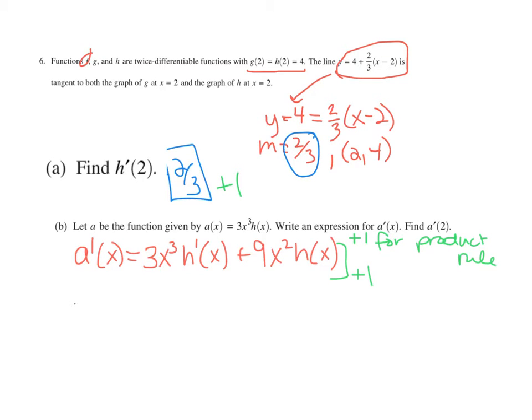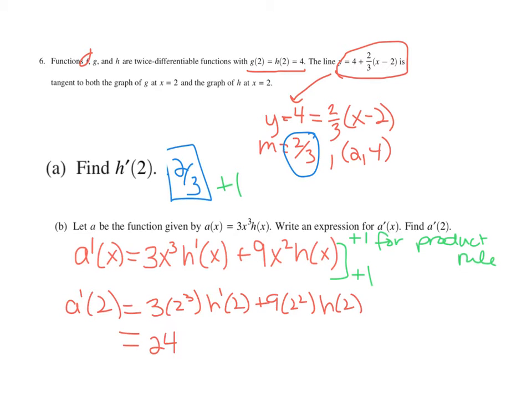So now we're actually going to find a prime of 2. So if I substitute in 2, I get this expression right here. I know that I have 24 if I do 3 times 2 cubed, which is 3 times 8. We already established that h prime of 2 was 2/3.